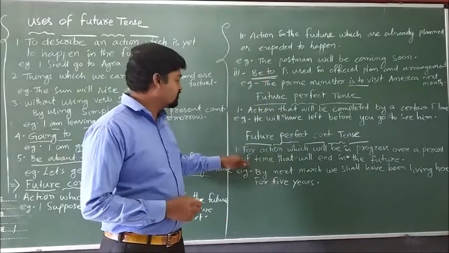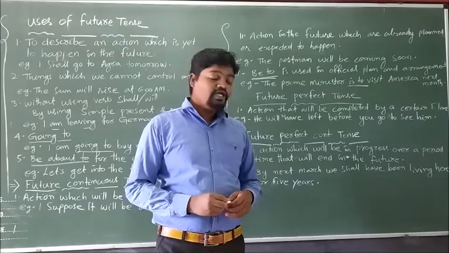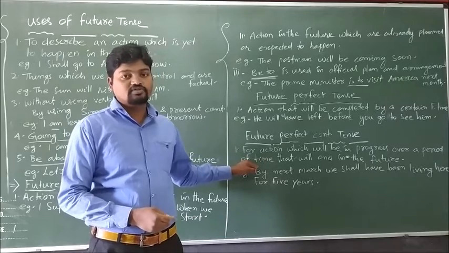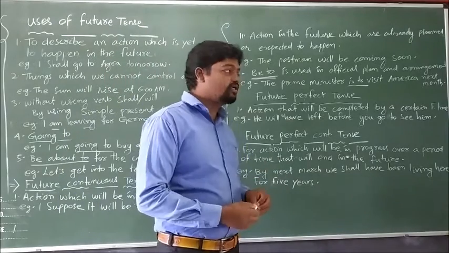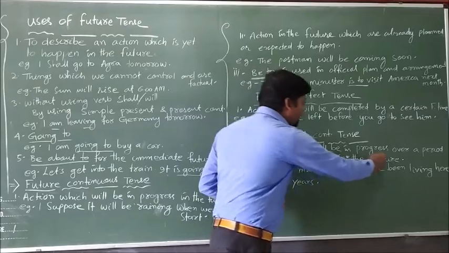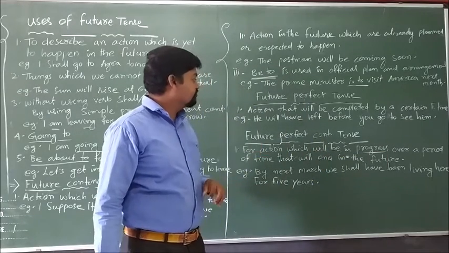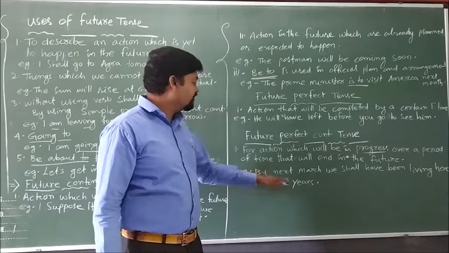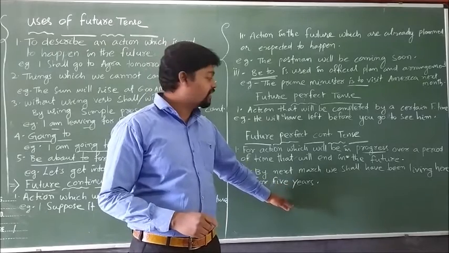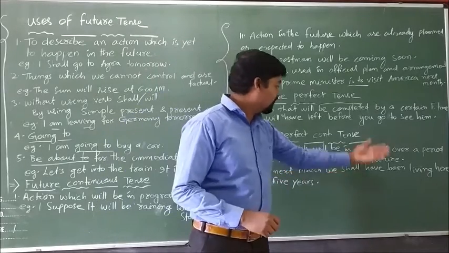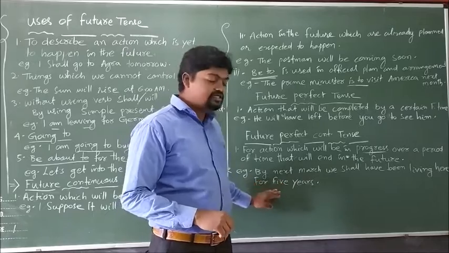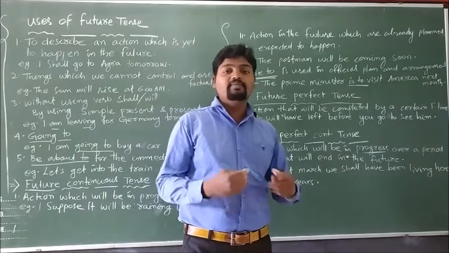How? Students, for actions which will be in progress over a period of time in the future. That should be in the future, not in the past or present, but it will be in the future. It will be progressing. It should be continuing. In that sense, we use future perfect continuous tense. Example, by next March, we shall have been living here for 5 years. We are planning, we are thinking that after 1 year or by next March, we will be staying here for how many years? For 5 years, or maybe 6 years, or maybe 10 years.